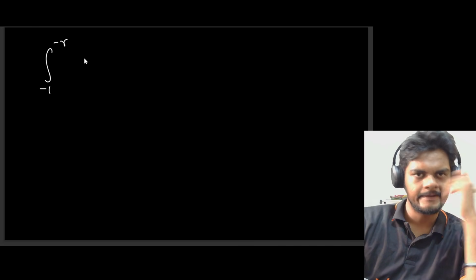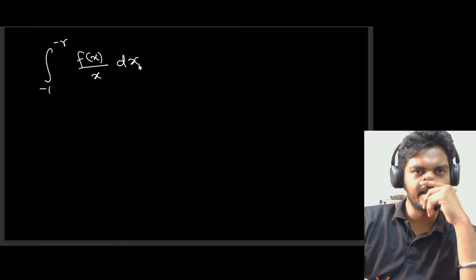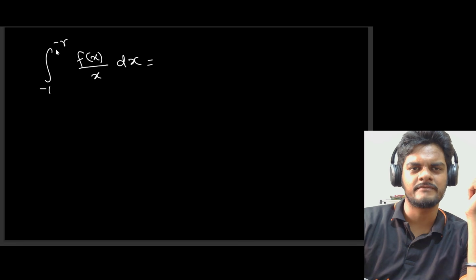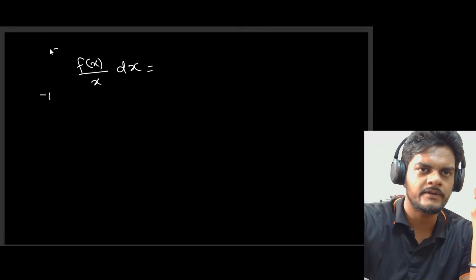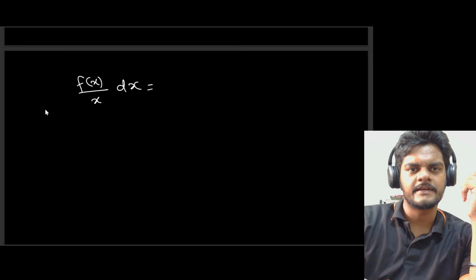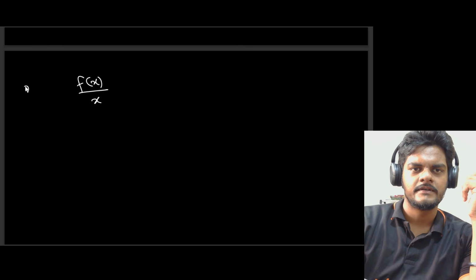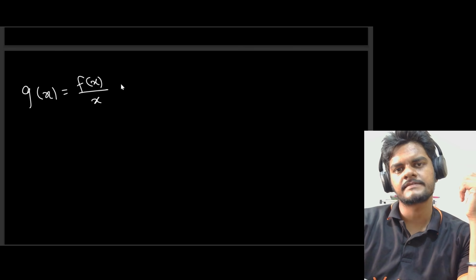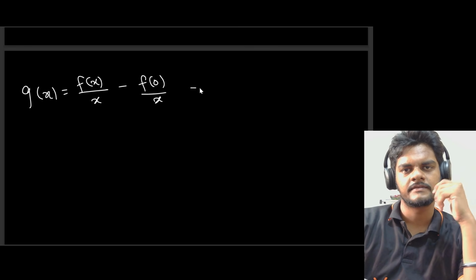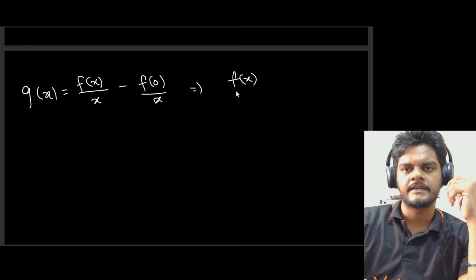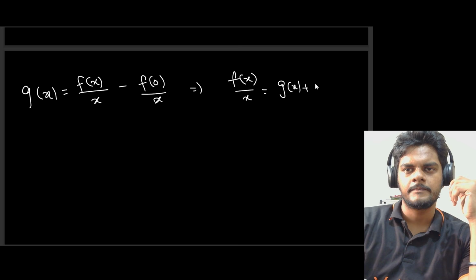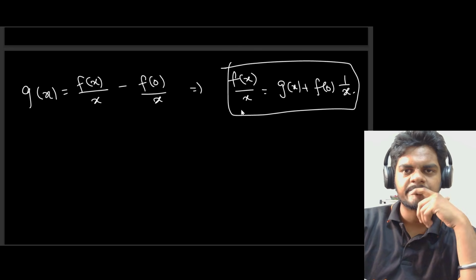If you look at the integral from -1 to -r of f of x by x, first of all, remove the integral part. I'm presently only interested in what f of x by x is. We already know g of x. So g of x is equal to f of x by x minus f of 0 by x. That implies f of x by x is equal to g of x plus f of 0 into 1 by x. So this has to be clear.